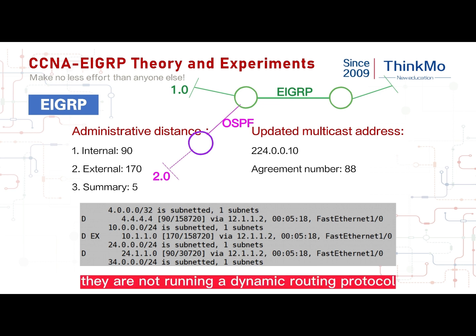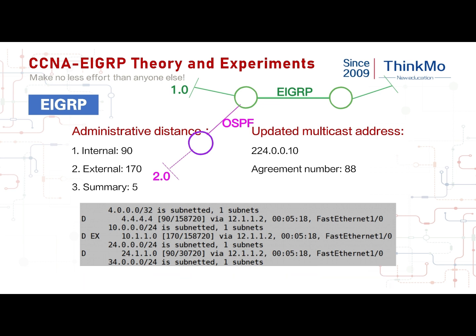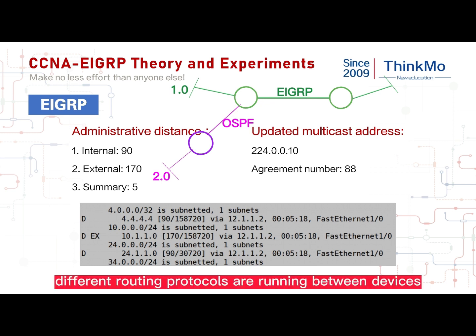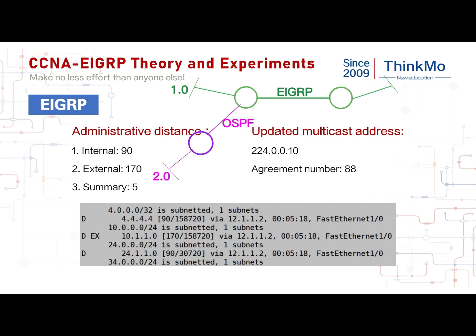They are not running a dynamic routing protocol. I just said different routing protocols running between devices cannot directly exchange information. We have a method: redistribution. I can redistribute on this device, introducing the content of OSPF into EIGRP. This is called redistribution, also known as routing import.